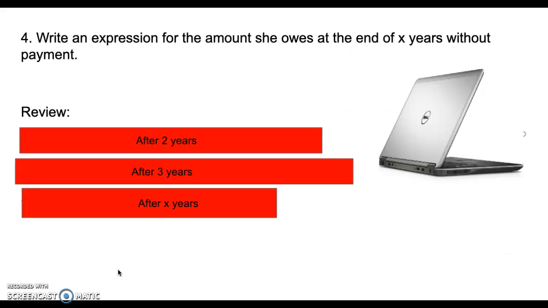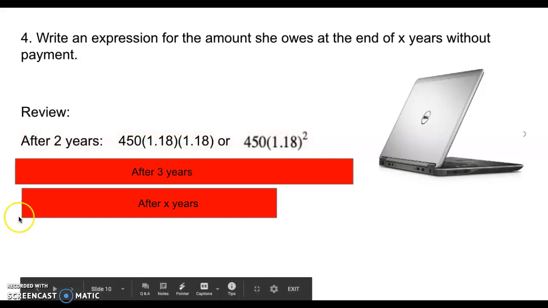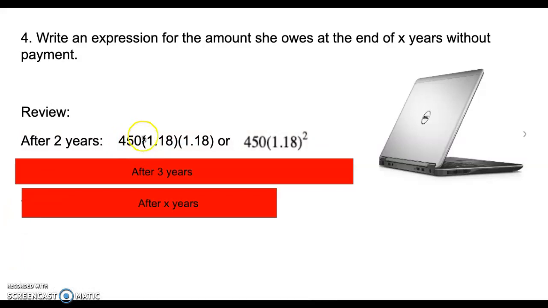Question 4 asks you to write an expression for the amount she owes at the end of x years without making any payment. So assuming she's not making any payment, let's look. After 2 years, it's $450 times 100% of the 450 and 18 hundredths. And we have to do that twice. Well, how can we simplify that?